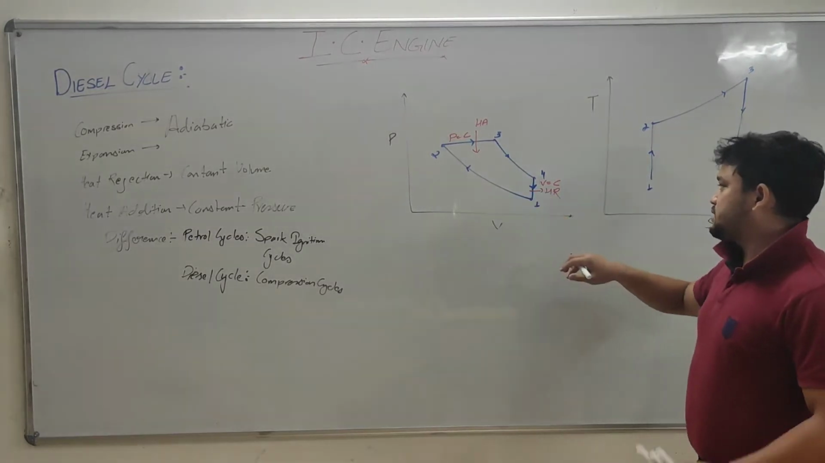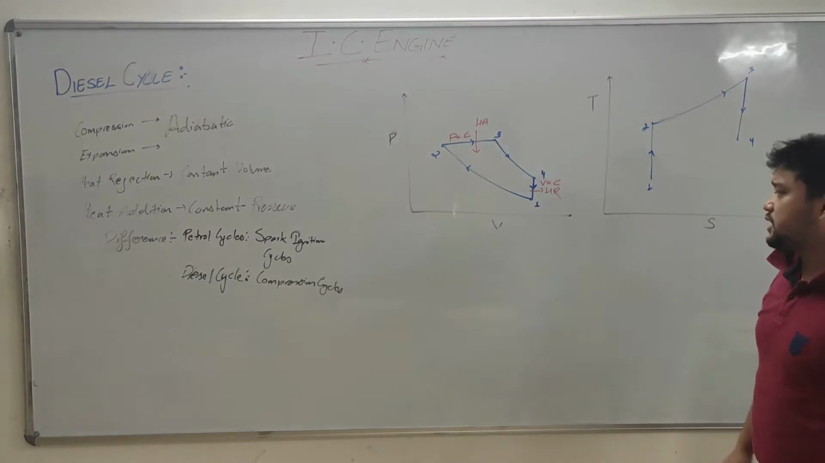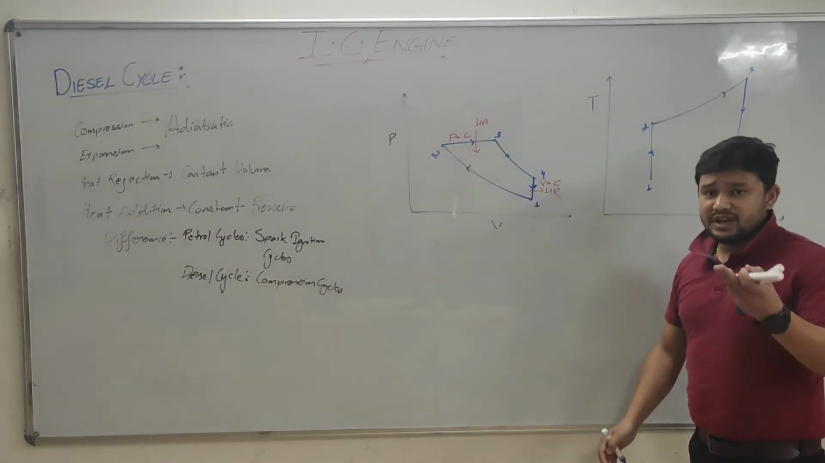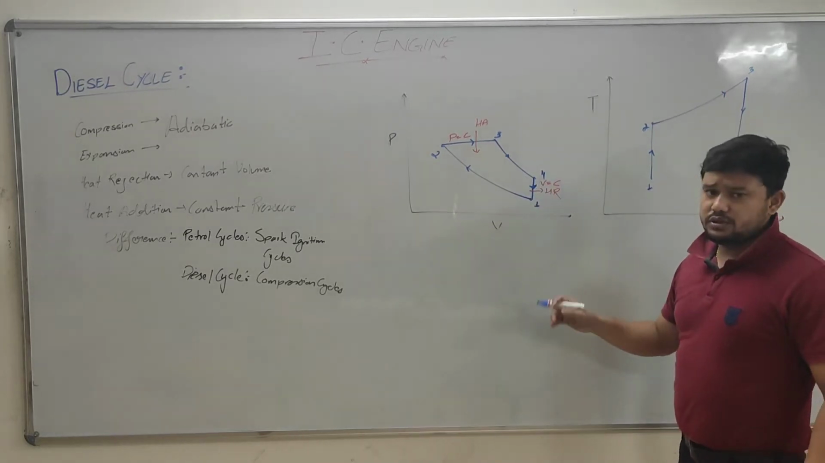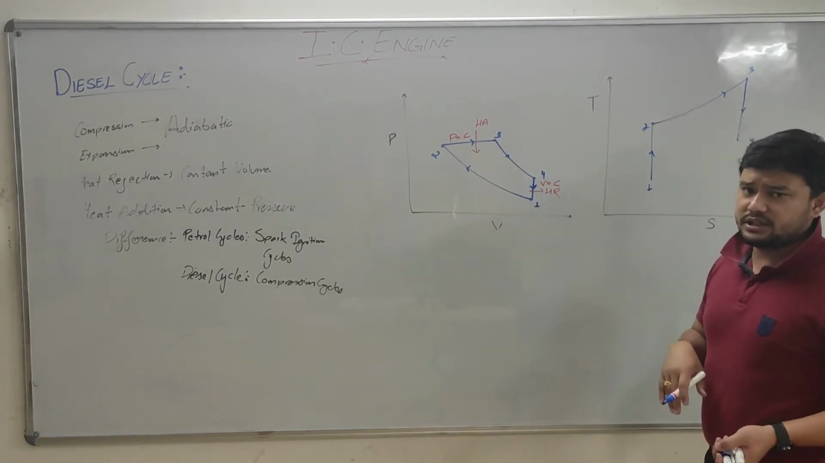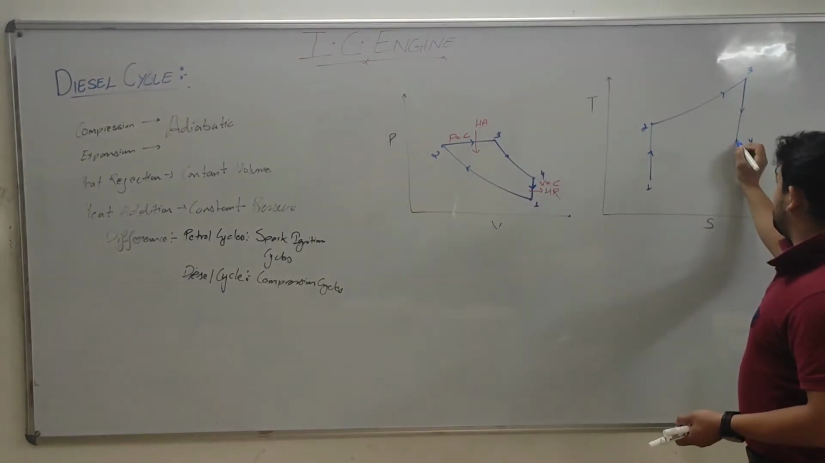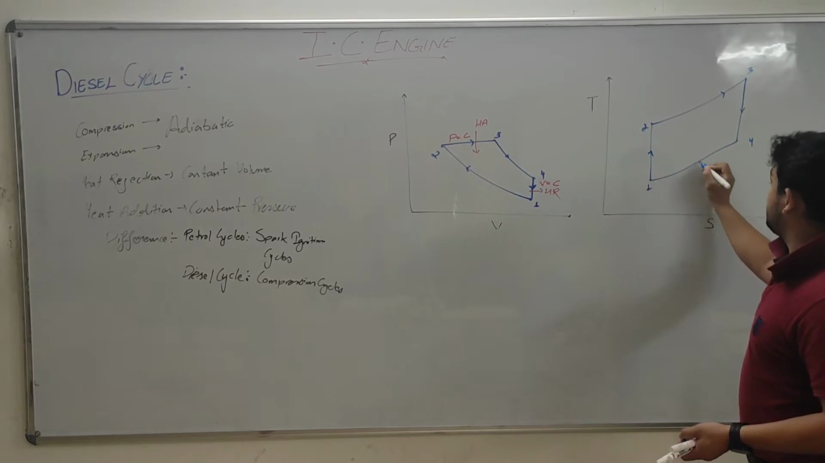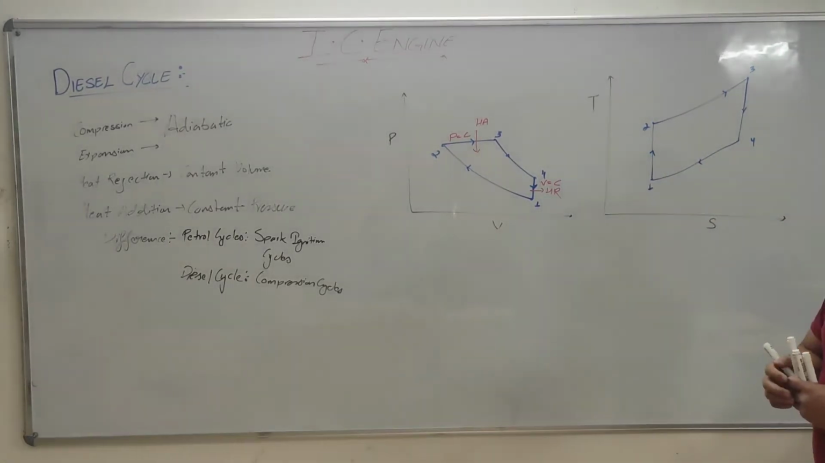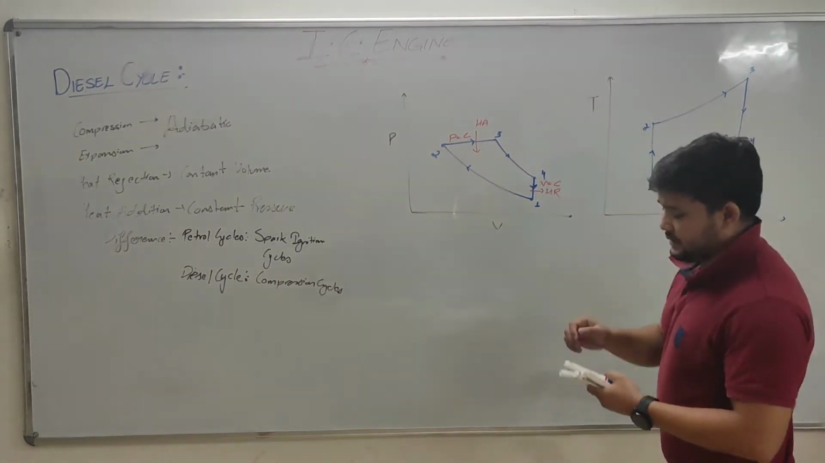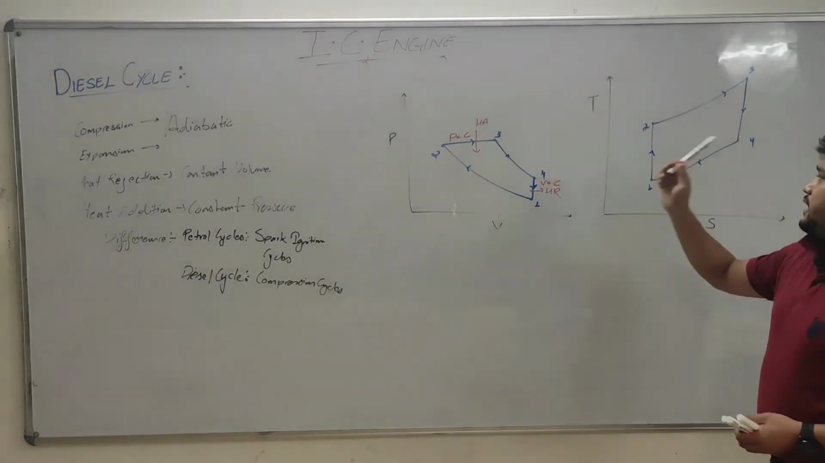And in the last process, 4 to 1, what will happen? Heat rejection takes place at constant volume. Again, the temperature and pressure of the system will reduce. Due to the reduction in heat, the entropy of the system will decrease and come back to its original state. Like this. So this is the TS diagram of the diesel cycle, and this is the PV diagram of the diesel cycle. That's how you can convert a PV diagram to a TS diagram.